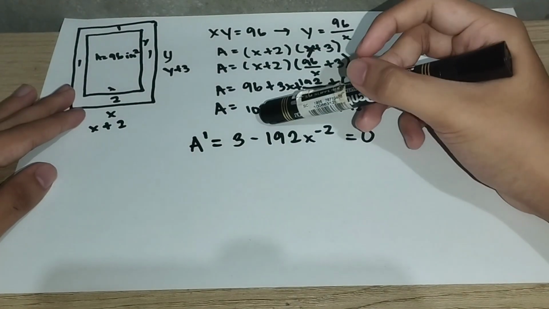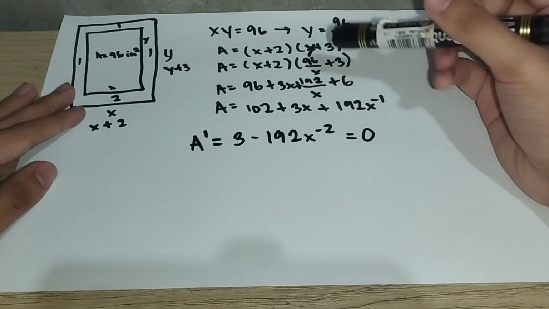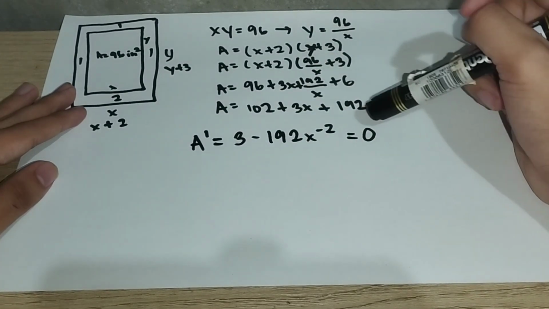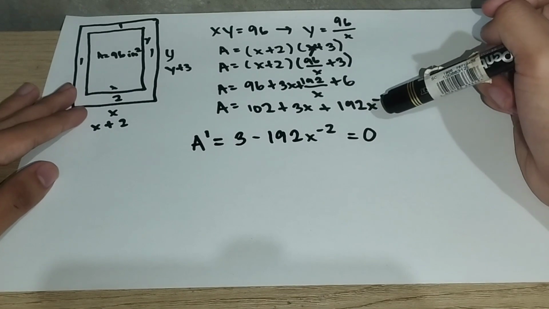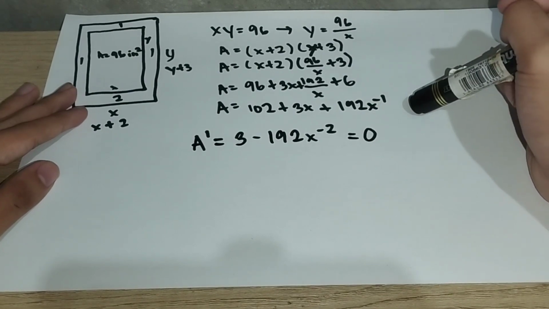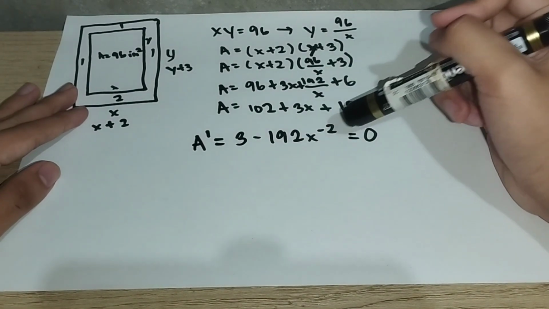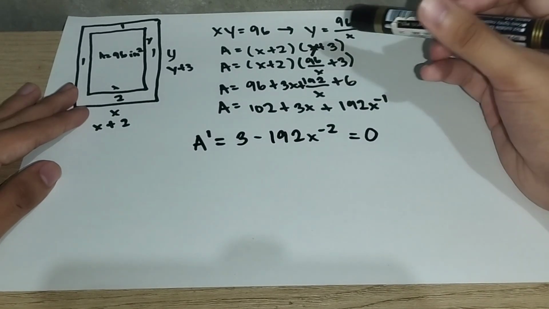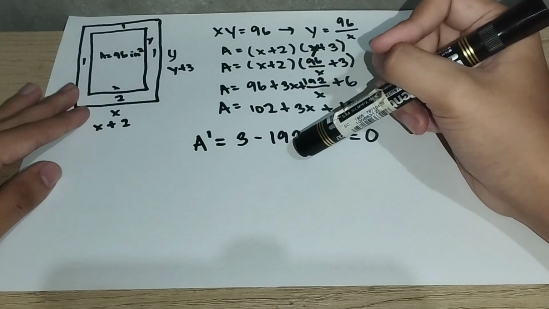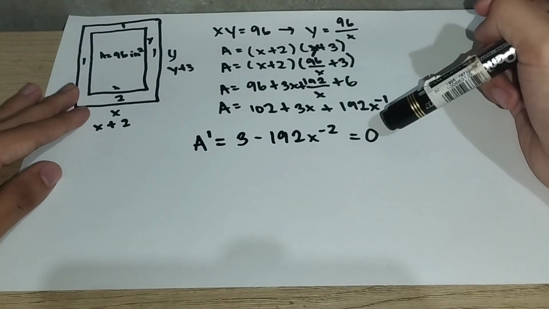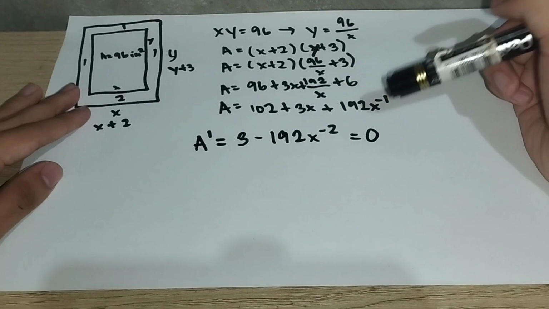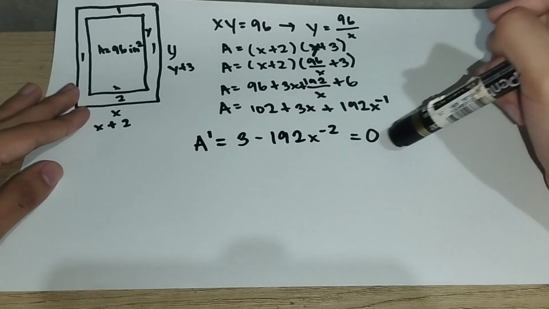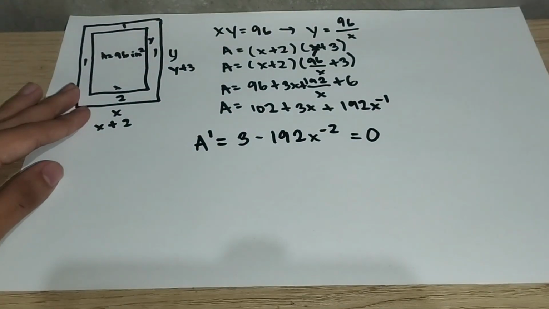102 is constant, so its derivative will be 0. The derivative of 3x will be 3. And the derivative of 192x raised to negative 1 is negative 192x raised to negative 2. So its derivative, A prime, is equal to 3 minus 192x raised to negative 2. Now we will equate this equation to 0.